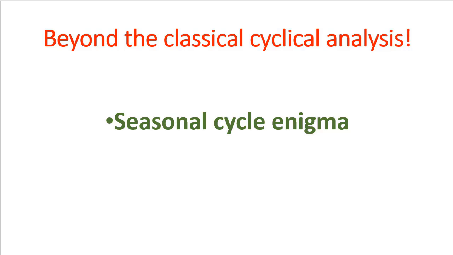Like when I started to develop Time and Solution, I read a lot of articles about weather forecasting, because the guys who developed models for weather forecasting developed special kinds of cyclical analysis, very complicated models, though now it seems to me they are more concentrated on big data. But in any case, it was classical cyclical analysis, and there was one problem. I call it the seasonal cycle enigma. It was a big question for me for a long time.